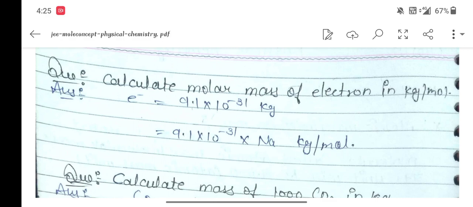The first question they have asked is to calculate the molar mass of electron in kilogram per mole. Therefore the electron mass is 9.1 into 10 to the power minus 31 kg. So it is equal to 9.1 into 10 to the power minus 31 into Na value, in kg per mole.